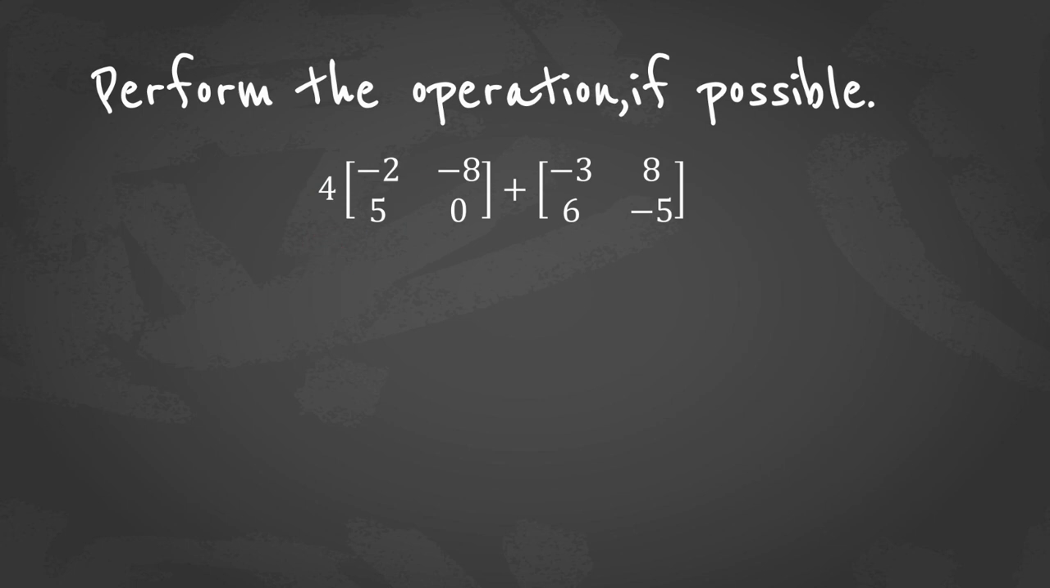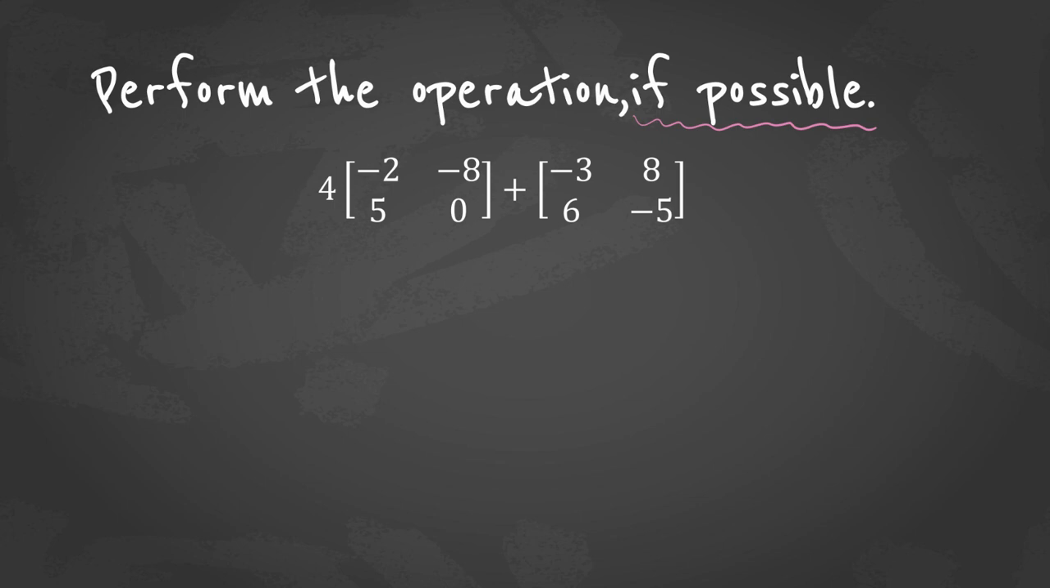Now, this one is where our order of operations comes into play. Okay, and notice it says, if possible. That means that you want to be checking the dimensions. I didn't do that on the last two, but you really probably should. Just check the dimensions and make sure that you can actually combine them because they are the same. Now, these are both 2 by 2s, so I'm going to be good.